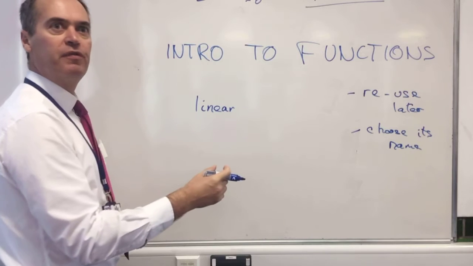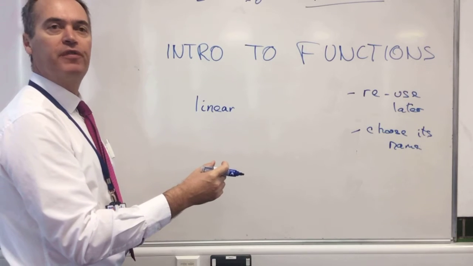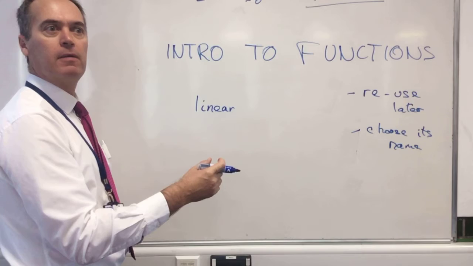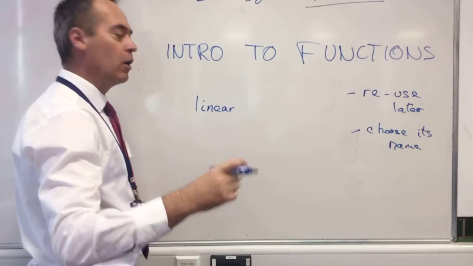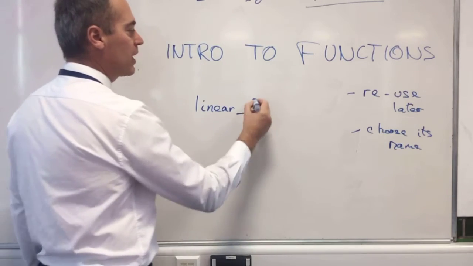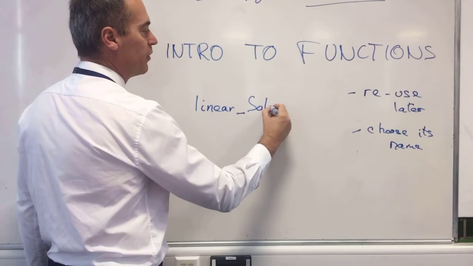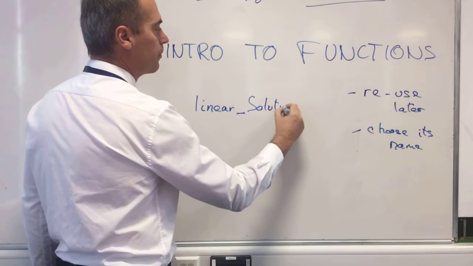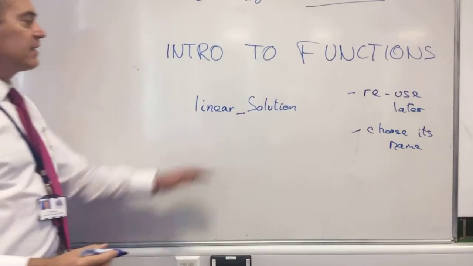So there's two possible things you do when you name something in your code to avoid a space, and that can be underscore or capital letters or both. Linear solution. All right, so that's my name.